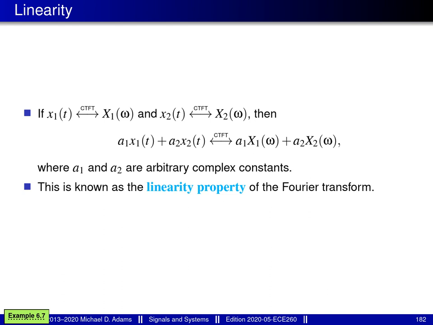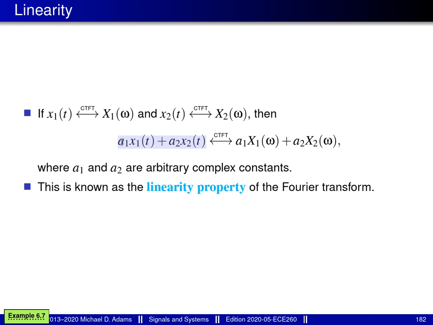The first property of the Fourier transform that I need to introduce is the linearity property. Arguably, this is one of the most important properties of the Fourier transform, and what this property says is the following. If we have a function little x1 with the Fourier transform big X1, and we have a function little x2 with the Fourier transform big X2, then we automatically know the Fourier transform of any linear combination of the functions little x1 and little x2.